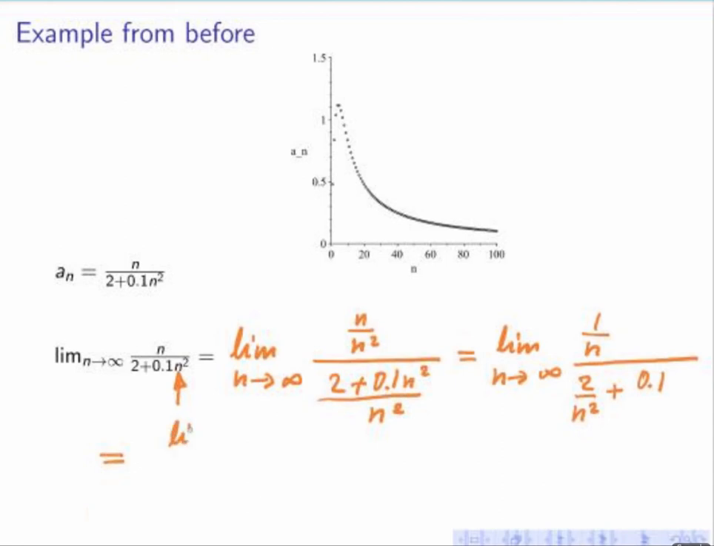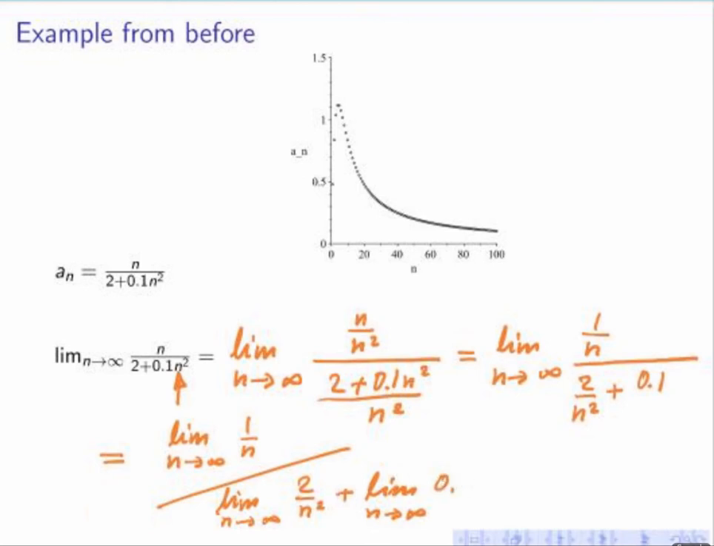So we write it very complicated first. The limit as n goes to infinity of 1 divided by n, and then all this divided by the limit as n goes to infinity of 2 divided by n squared plus the limit as n goes to infinity of 0.1. This is all in the denominator. But now we can take the limits.